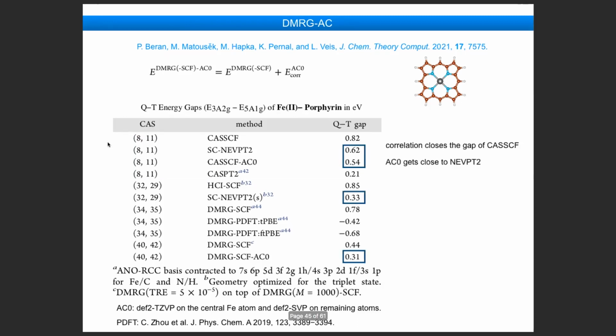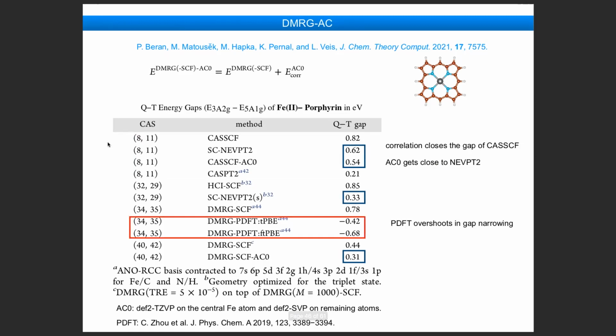Qualitatively, the methods agree. And in this example, the adiabatic connection correlation energy gives very similar results to NEVPT2 for the smaller active space, 8 11, but also for larger ones, 32 29 and 40 42. The gap is similar, and it's often the case, not always, that we are close to NEVPT2, but sometimes, and I will show also an example, NEVPT2 gives some erratic results, and we don't.